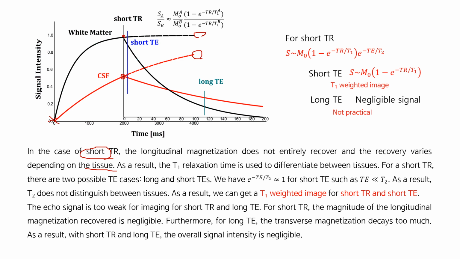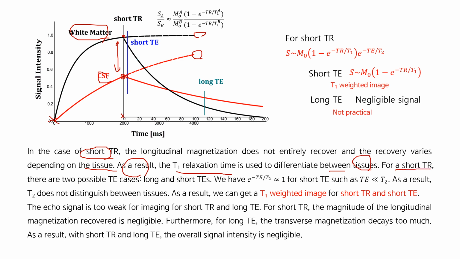So in the progress of recovery, therefore, longitudinal magnetization of tissues are different. So we can see the difference here for short TR. As a result, T1 relaxation time is used to differentiate between tissues. Okay.